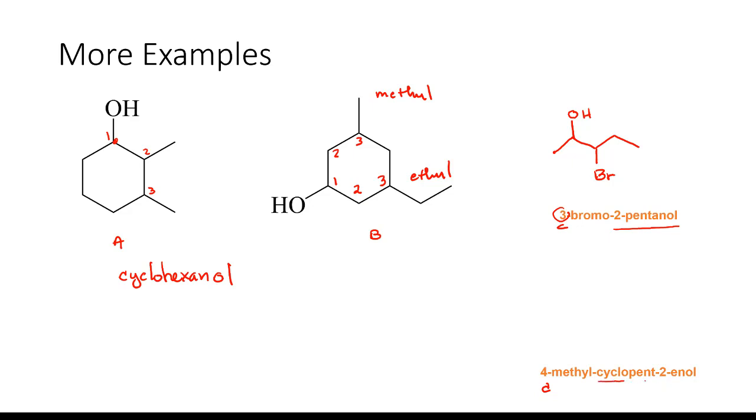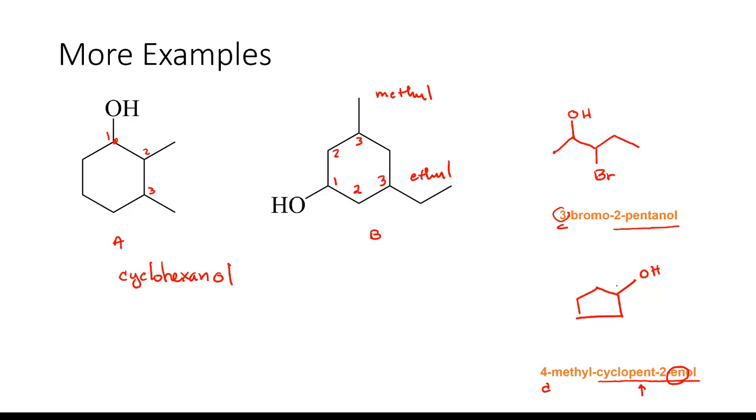Now, looking at problem D, 4-methylcyclopent-2-enol, we have to decide what the parent is. So this is cyclopent-2-enol. So what does the en mean? Right, the en means it has a double bond. So when you draw this, it would look like this. It's cyclo, so 1, 2, 3, 4, 5, right? Pent for 5. It has an alcohol functional group, which we'll call the 1 position, like that. And then in the 2 position, we have a double bond.